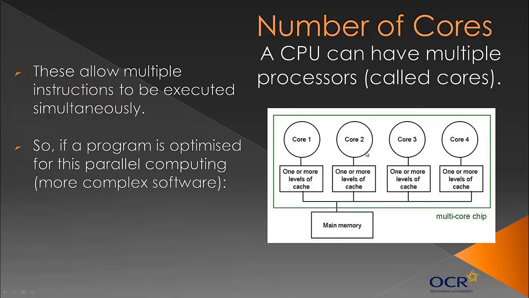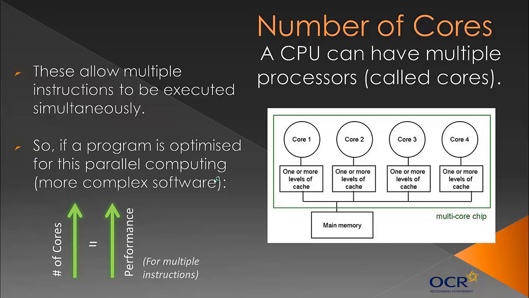If it was 2 cores, 2 instructions could be run, which means that if a program is optimized for this parallel computing, basically some programs won't be able to make use of these 4 cores. They'll only work through 1 core, but some programs such as an intensive video game or video editing software will often be designed so that these 4 cores can all be used simultaneously, which means that more cores is better. Basically, more cores means an increase in performance for multiple instructions.